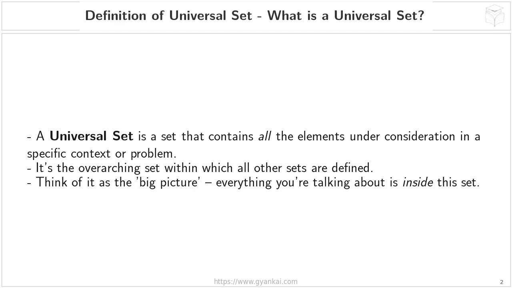It provides the boundaries for our discussion. To help you visualize, think of it as the big picture. Everything you're talking about, everything relevant to the problem, is inside this set. Nothing outside of it is part of our current focus.